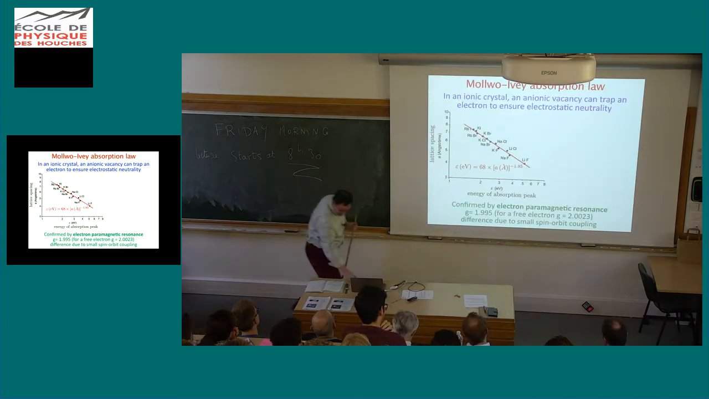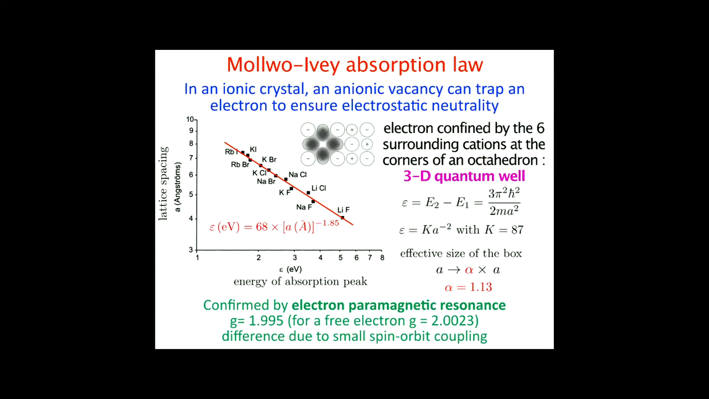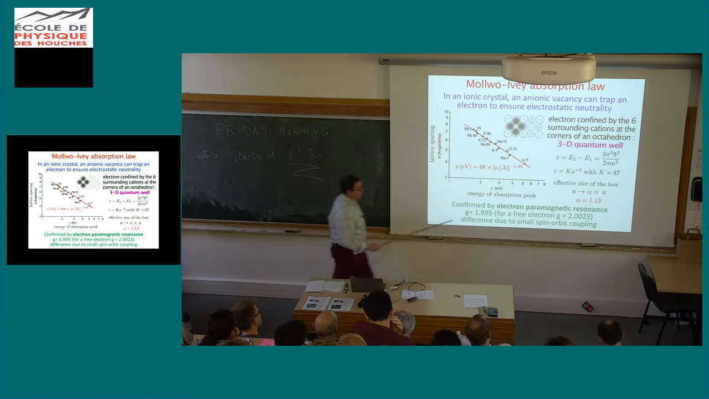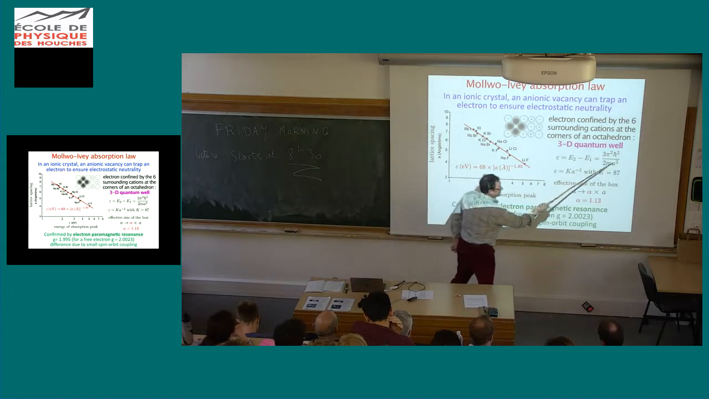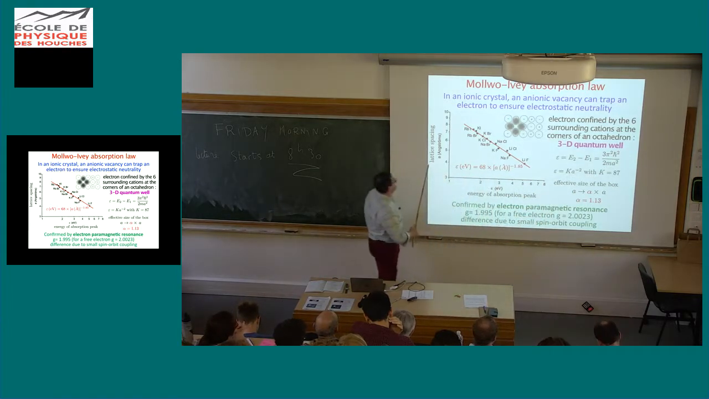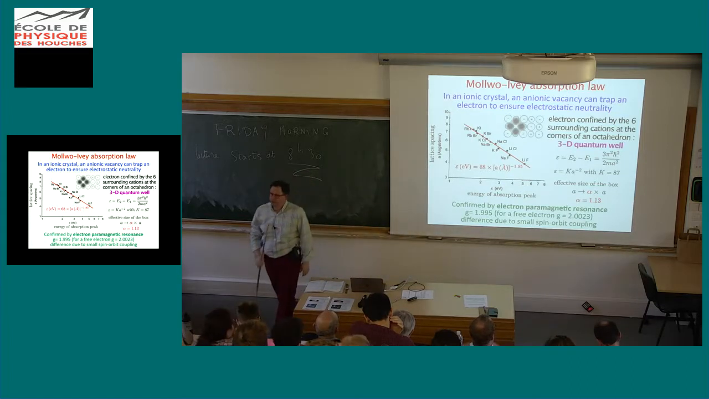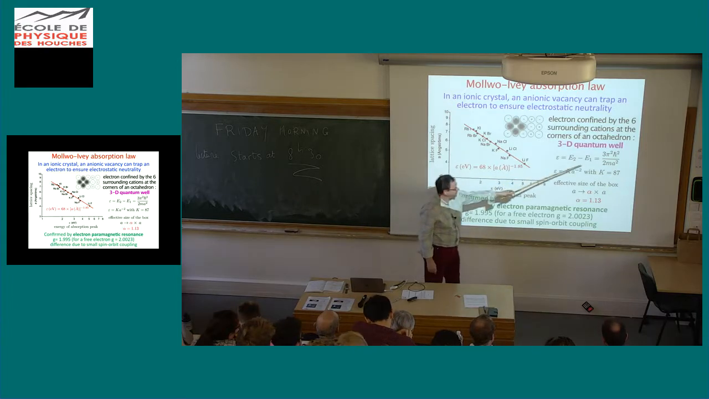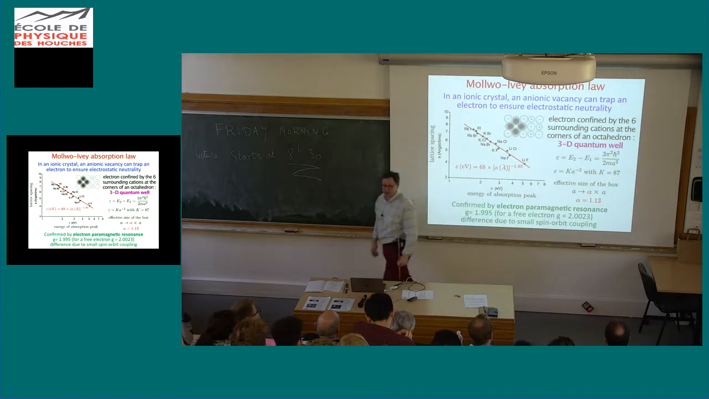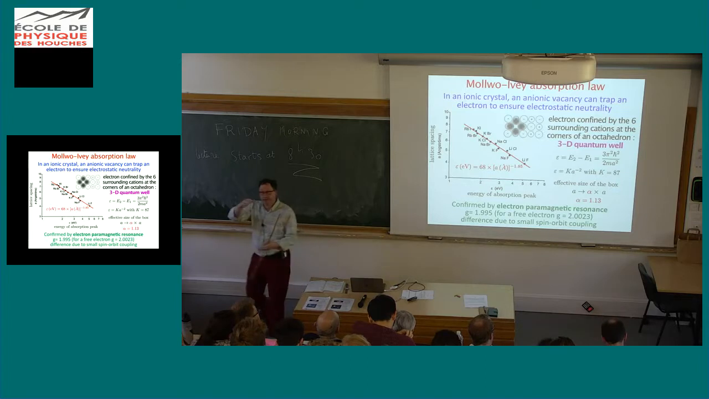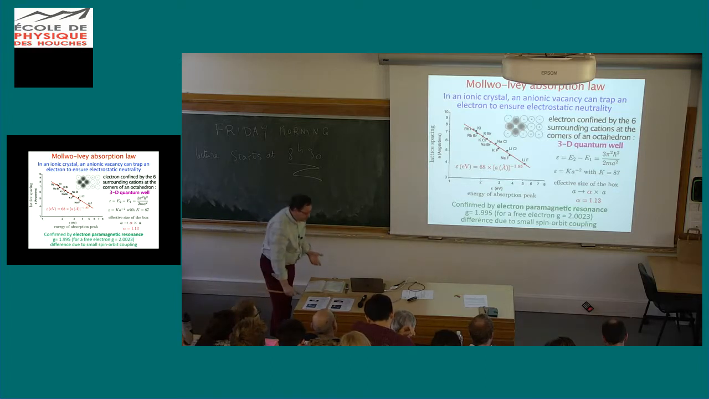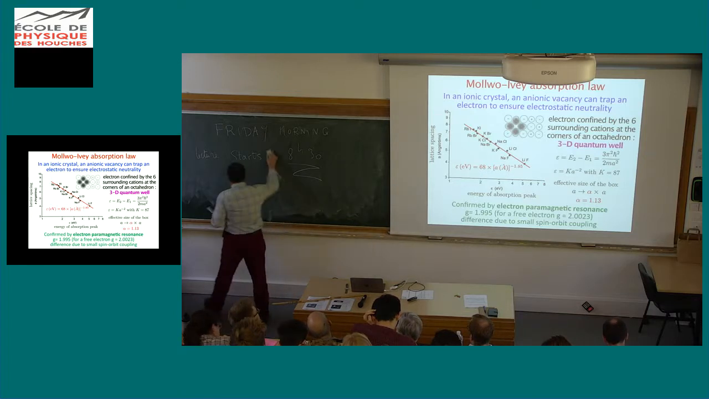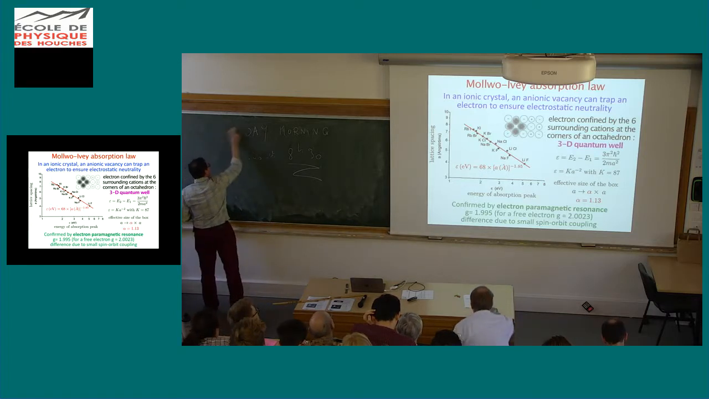We can do a very simple model where we confine the electron in a box, like a 3D quantum well, where the parameter a is simply the lattice spacing of the crystal, and we now have to calculate the two first energy levels of the electron inside this box. If you do the calculation, of course, you all know how to do it, but let's take again the formula.